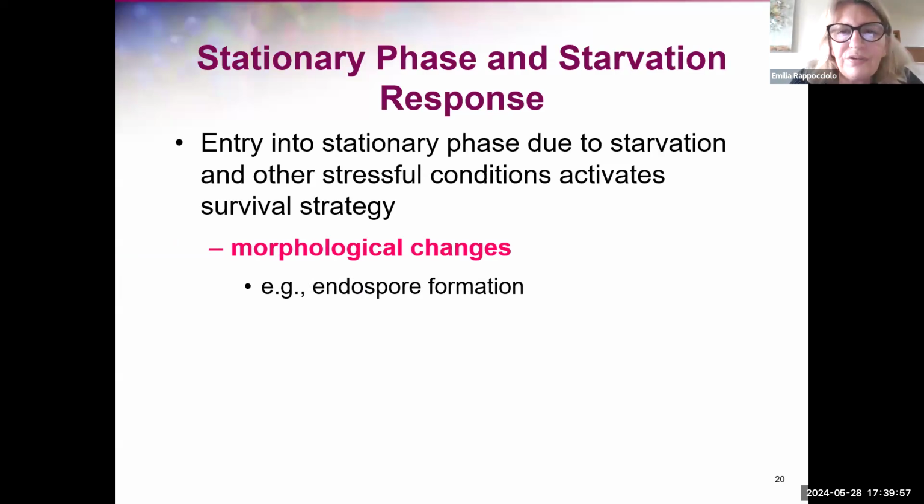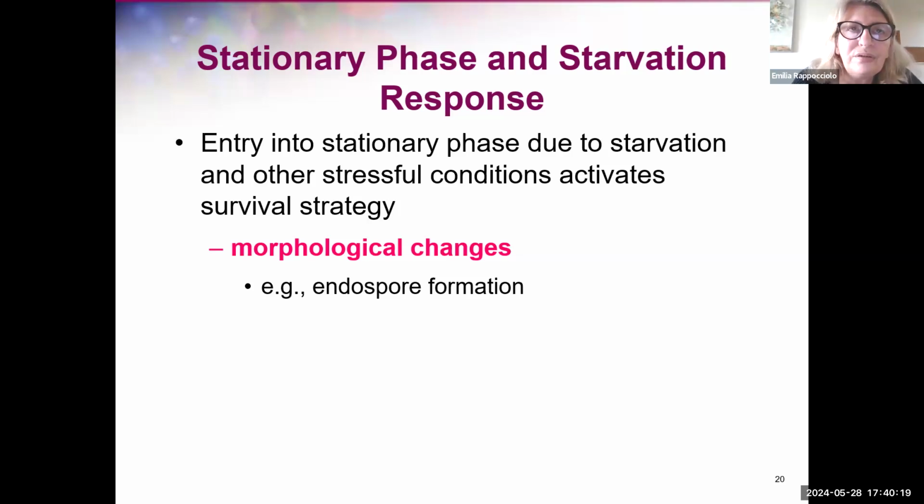This starvation strategy, or survival strategy, changes the cell metabolism and changes the cell shape. Even the cell becomes smaller. It might become an endospore.